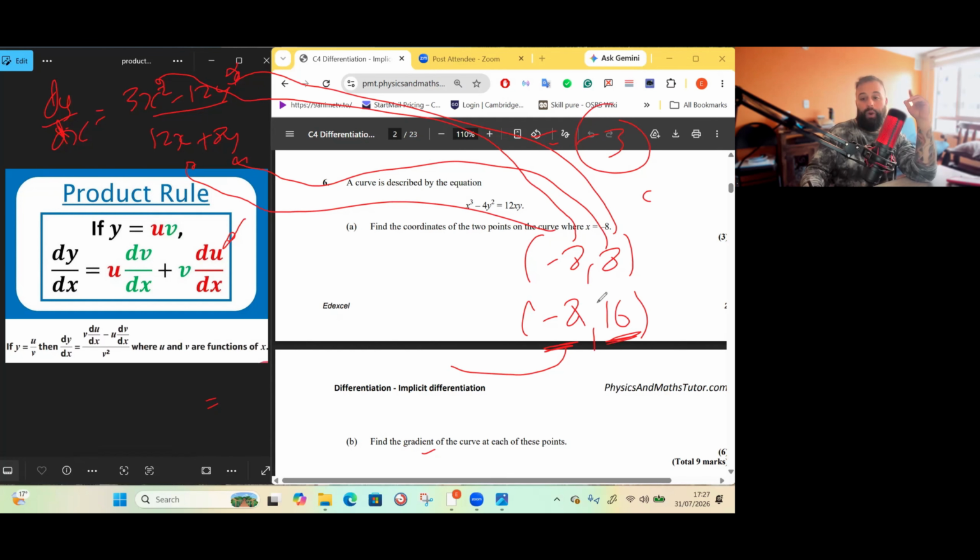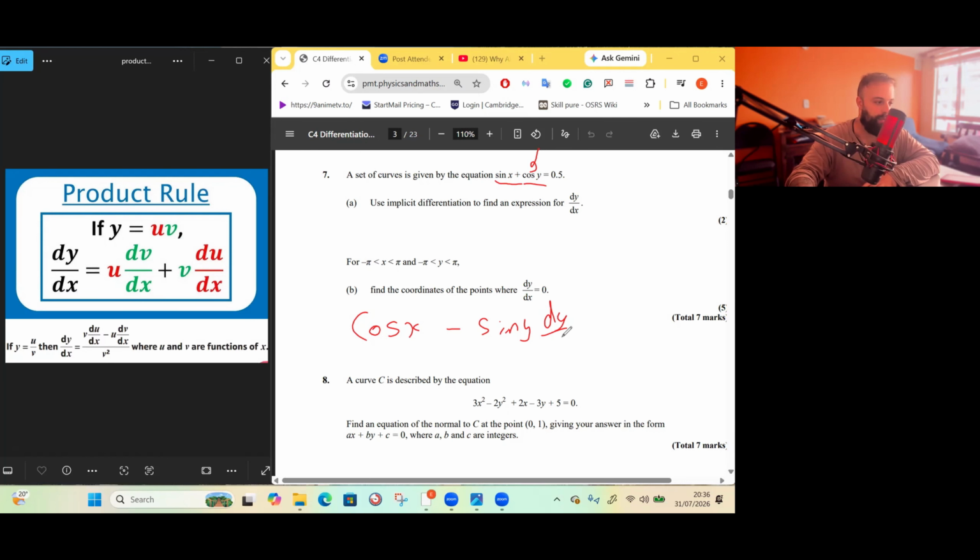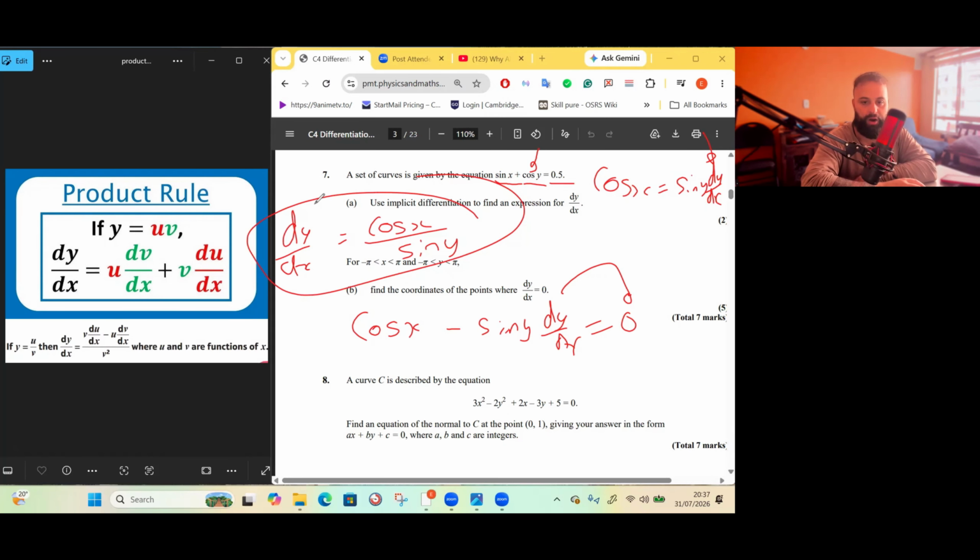And to differentiate this, so to differentiate the sine x is just going to become cos x, and the differential of the cos y is actually minus sine y. And because we're doing it explicitly, we have to write dy by dx like so. And to differentiate that is just the number 0. So we move this to the other side, and we try and make dy by dx the subject by dividing both sides by sine y. And that ends up being my answer.